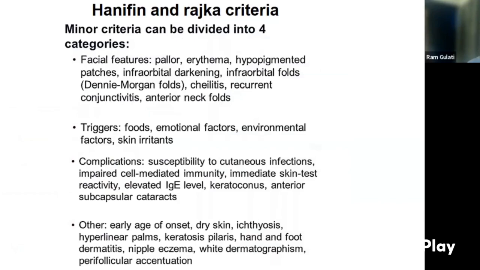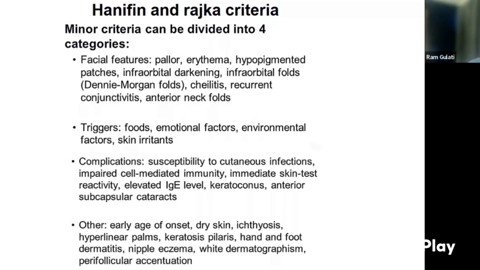In fact, if you look at the minor criteria, you can lump them into 4 major categories. So there's a lot of emphasis on facial features. I've already shown the Dennie-Morgan folds, the infraorbital darkening, or the allergic shiners, as they are called, hypopigmented patches like pityriasis alba, pallor, erythema, lip involvement, eye involvement in the form of conjunctivitis, anterior neck folds. Then there are triggers: food intolerance, emotions, environmental factors, and skin irritants are lumped together as minor criteria.